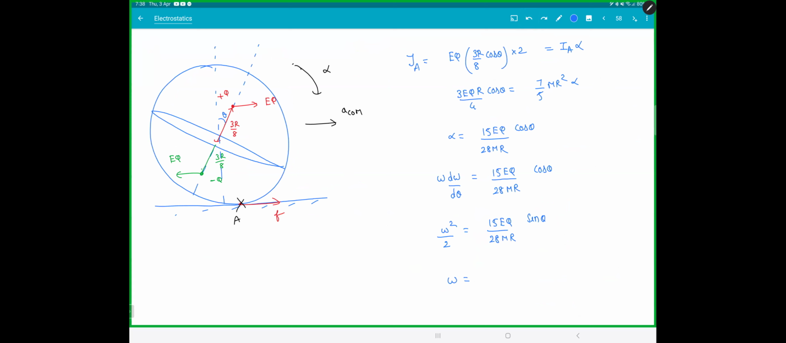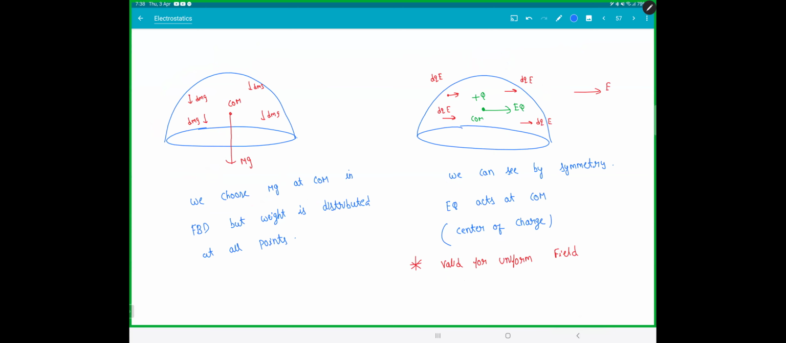Is this clear, everyone? I could have taken a disk also. What is a disk's center of mass? Half disk, the center of mass of a half disk is 4r by 3 pi. Right. Half ring's? 2r by pi. Don't forget.